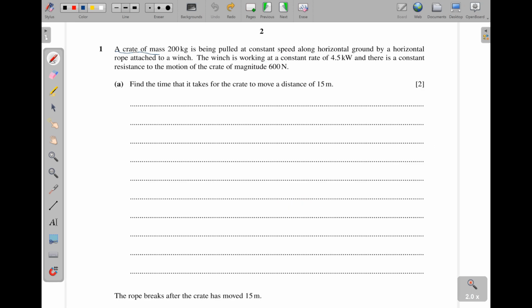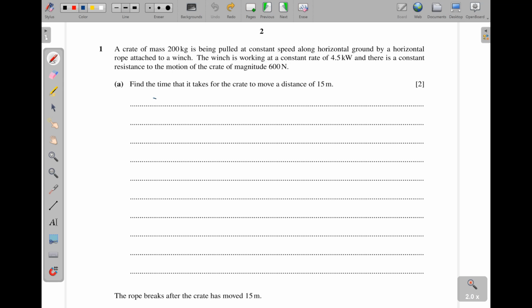Question 1. A crate of mass 200 kilograms is being pulled at constant speed along the horizontal ground by a horizontal rope attached to a winch. The winch is working at a constant rate of 4.5 kilowatts, and there is a constant resistance to the motion of the crate of 600 newtons. Find the time it takes for the crate to move a distance of 15 meters. That is part A. Now, I'm going to have this diagram here.